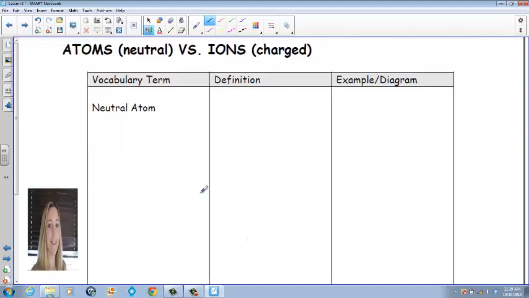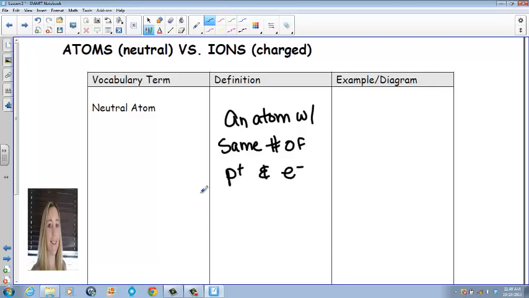Okay, next, atoms versus ions. Atoms are neutral, ions are charged. This means they've either lost or gained electrons to give them a charge. A neutral atom is an atom with the same number of protons and electrons. P equals E is a good way to say it. Here's an example, carbon-12, or we can say just carbon itself, no charge indicated.